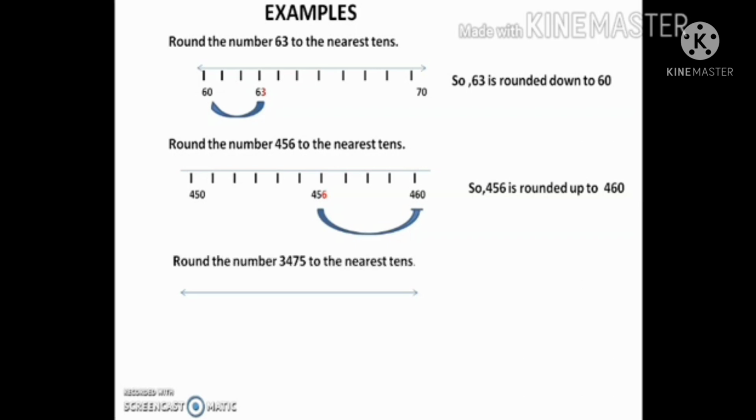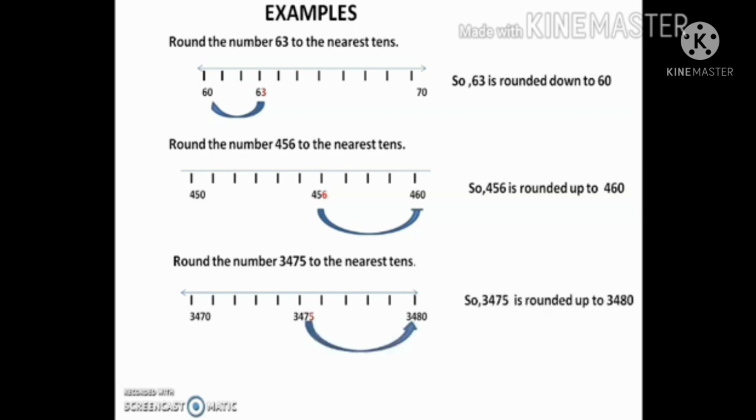Now let us see the third example. The number 3475. See the digit in ones place. It is 5. We know that if the digit is 5 or more, then it is rounded up. So the number is rounded up to 3480. So I hope you understood how to round the numbers to the nearest tens.